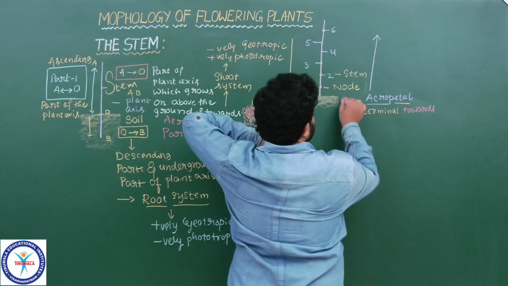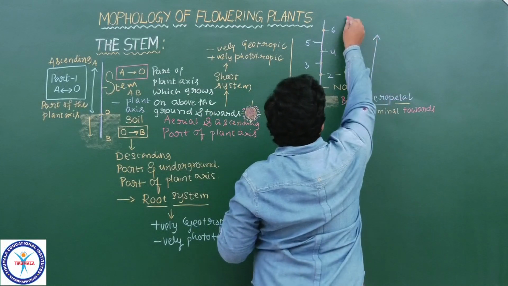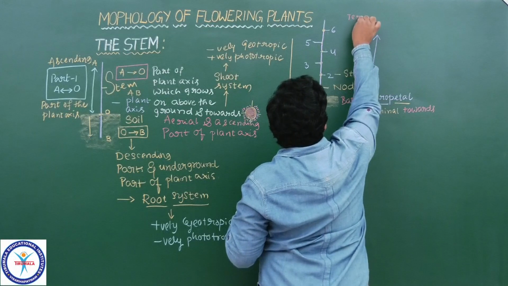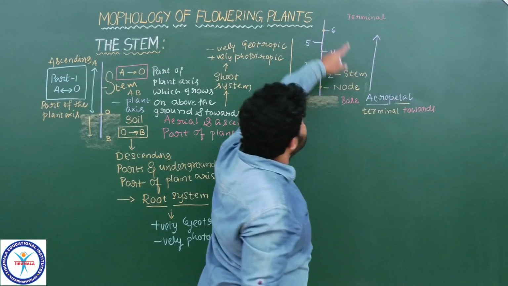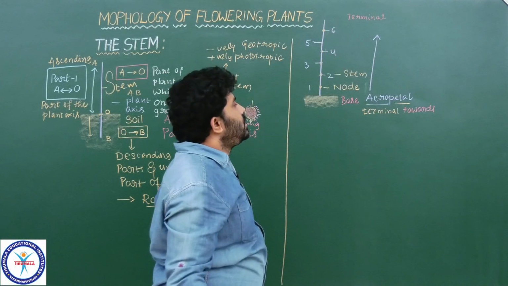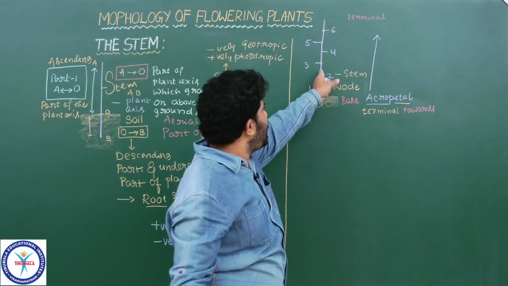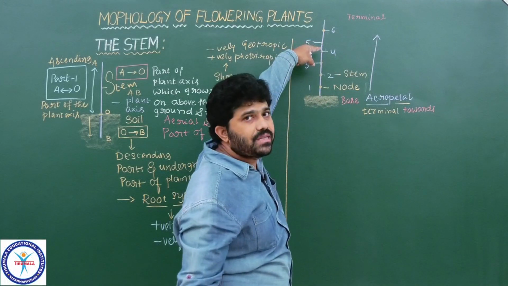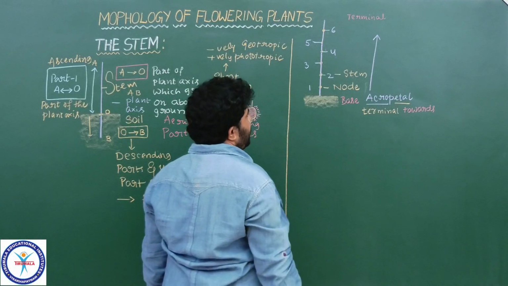From base to terminal. It is a base, and it is a terminal, the tip of the plant body. So towards the terminal they are moving, they are growing. This type of arrangement or development of organs, in that particular systematic arrangement, is called acropetal succession or acropetal arrangement.